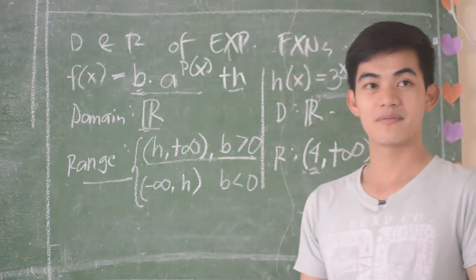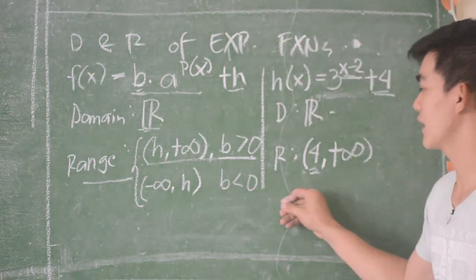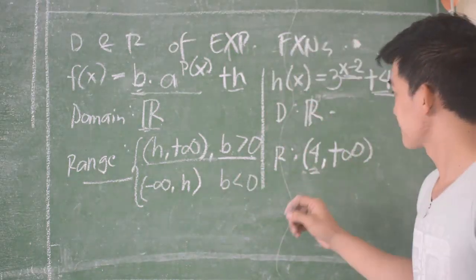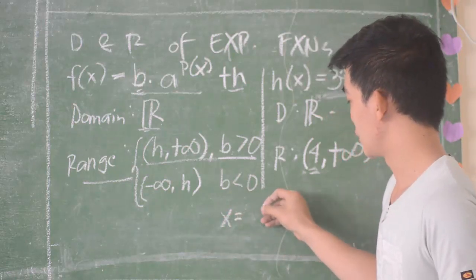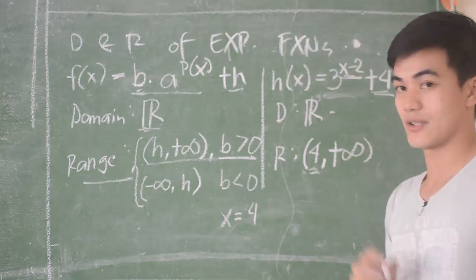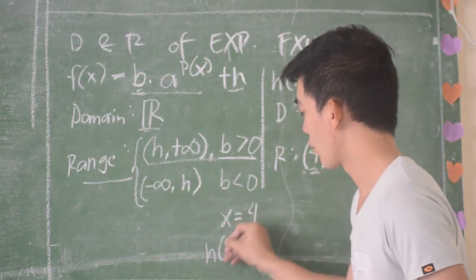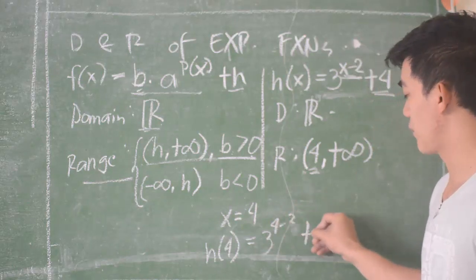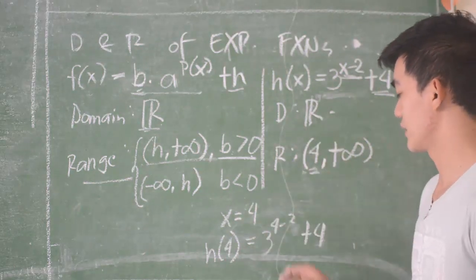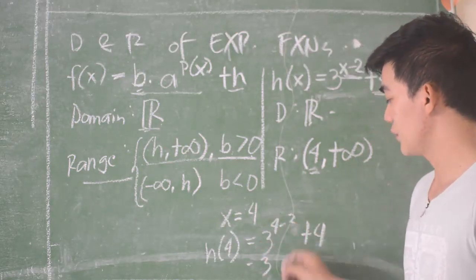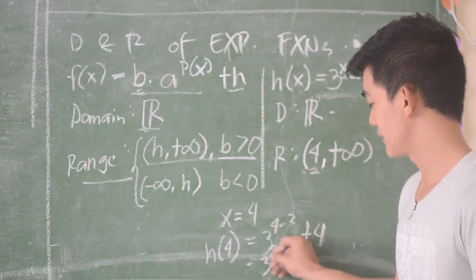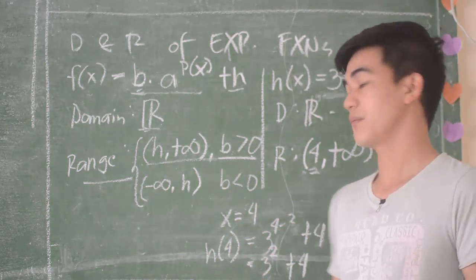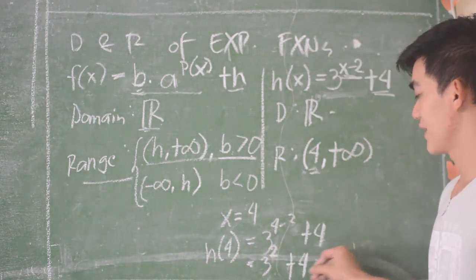Siguro kahit mag-tumbling, no? Kahit mag-tumbling, kahit anong gagawin, walang lalabas na 3, walang lalabas na 2 sa value ng h. So, say for example, our x is equal to 4. Tingnan natin kung anong value, no? So, at h of 4, that would be equal to 3 raised to 4 minus 2 plus 4. So, sinubstitute lang natin yung 4 dito sa ating function. So, that is equal to 3, 4 minus 2. So, maging 3 squared ito, no? 3 squared plus 4. So, 3 squared, or 3 times 3 is 9 plus 4. This is equal to 13.